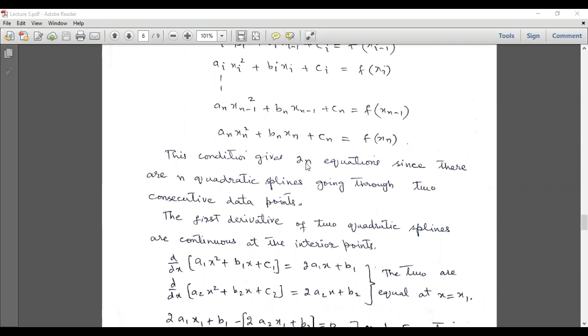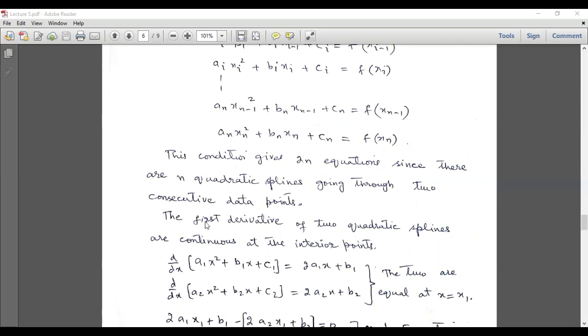And this condition gives 2n equations, since there are n quadratic splines going through 2 consecutive data points. So in this case, we have n splines. So there are 15 unknowns. And this condition will give us 2 into 5 equal to 10 equations. So still we need 5 more equations.